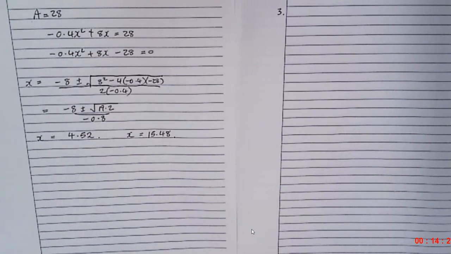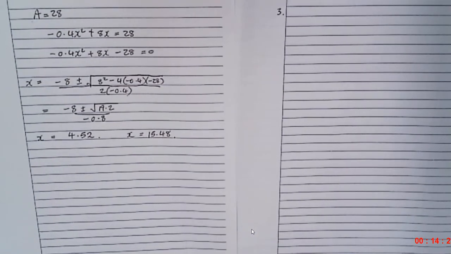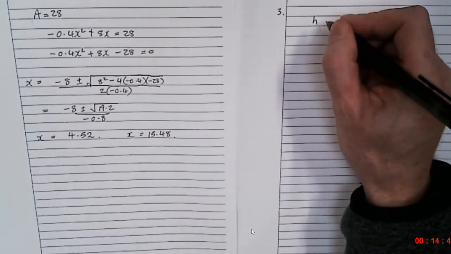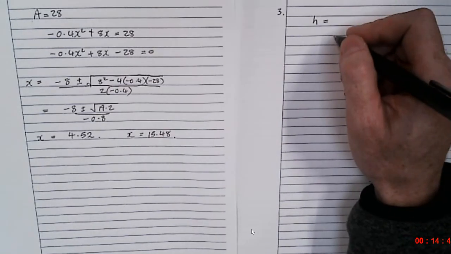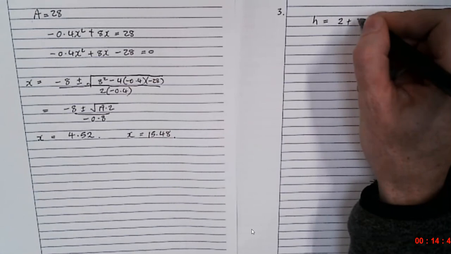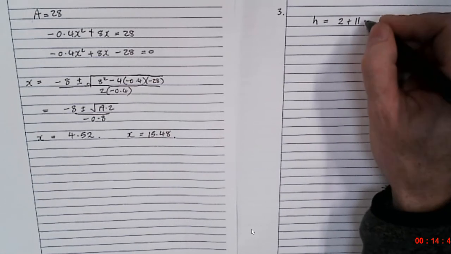So, the final question: a firework rises vertically and falls back to earth before it explodes. If h in meters is the height t seconds after it is lit, then the formula for h in terms of t is h equals, and the formula is given as h = 2 + 10t - t squared.